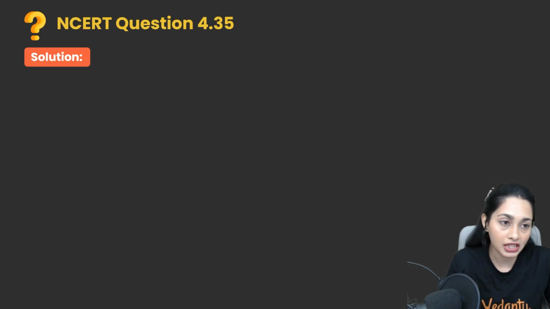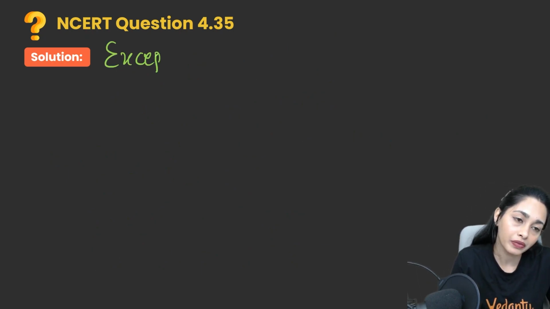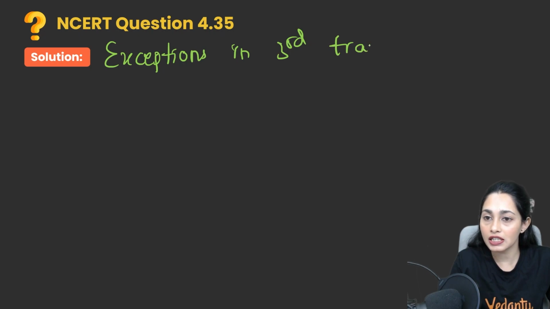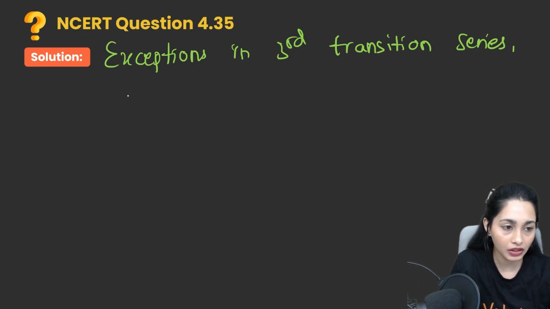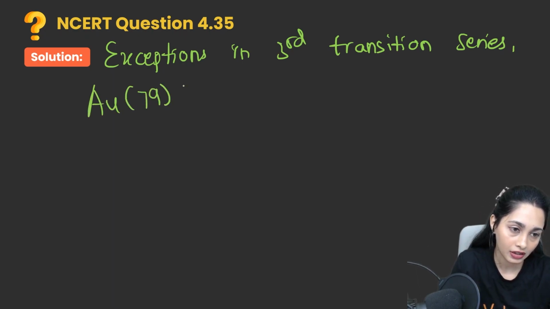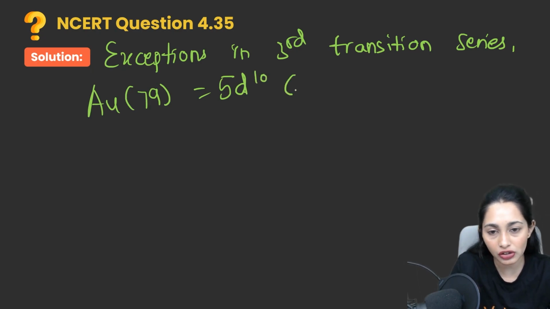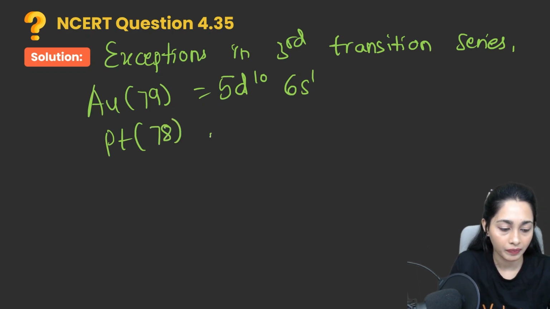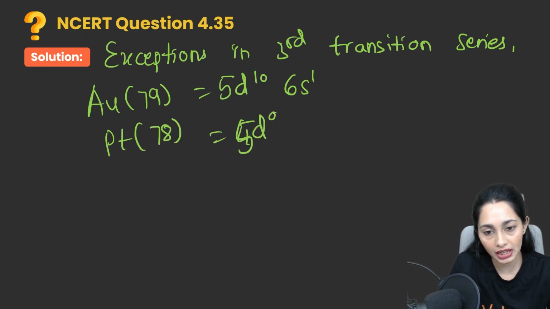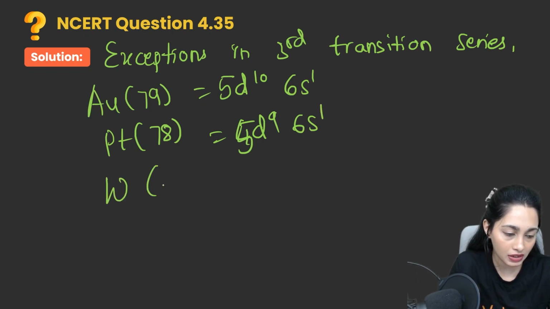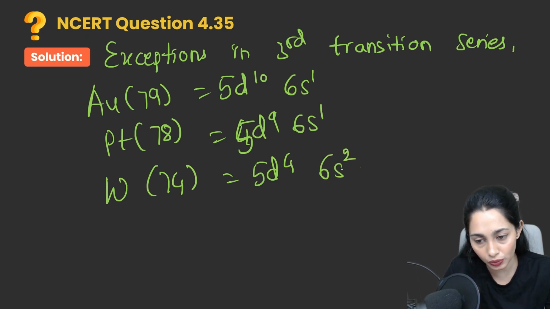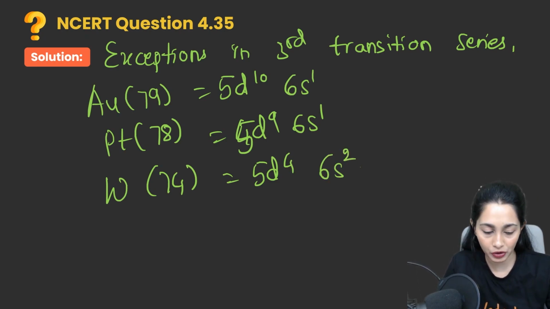Okay, and in the third transition series, exceptions. So which are the exceptions here? These are some exceptions here also. It only depends upon the stability. Okay, platinum 5d9, 6s1, tungsten 5d4, 6s2. Okay, so these are some exceptions.